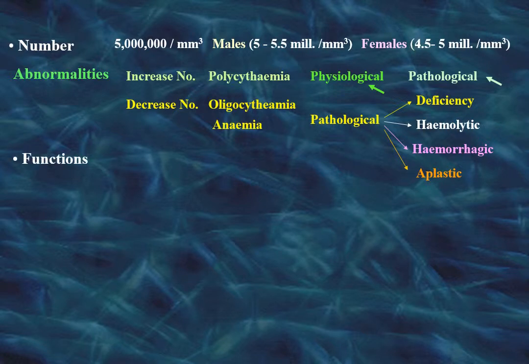Functions of RBCs. Hemoglobin present in RBCs is responsible for gas transport, that is, reversible combination with oxygen and carbon dioxide. Hemoglobin carries oxygen to the different organs and tissues of the body and exchanges it with carbon dioxide, then gets rid of carbon dioxide by delivering it to the lung.